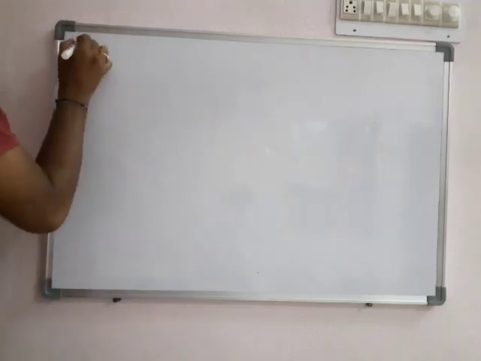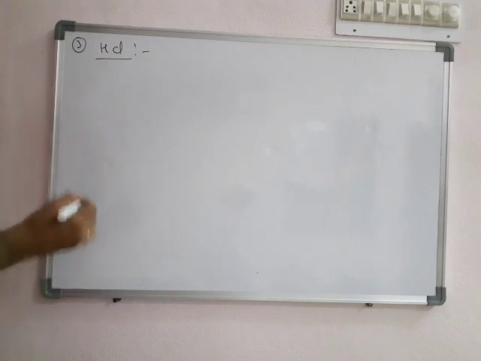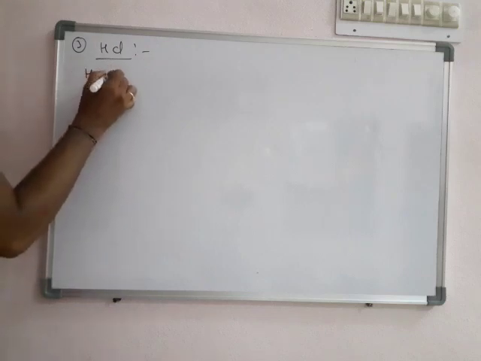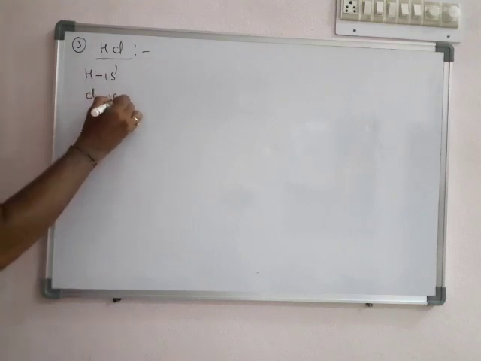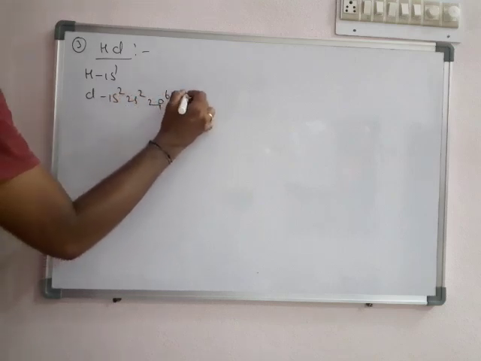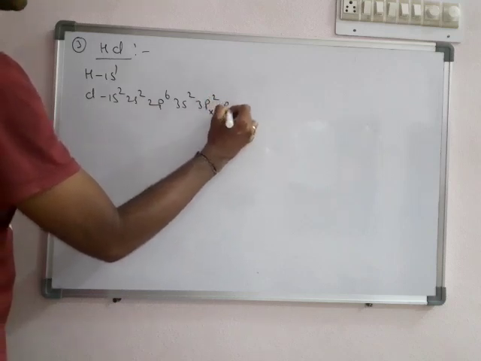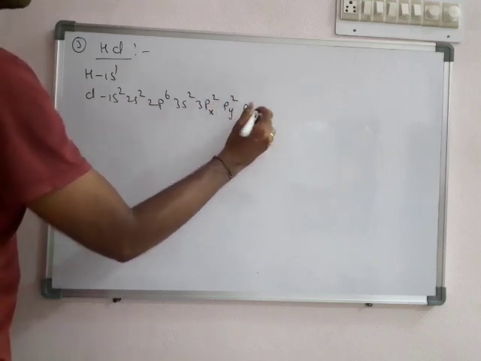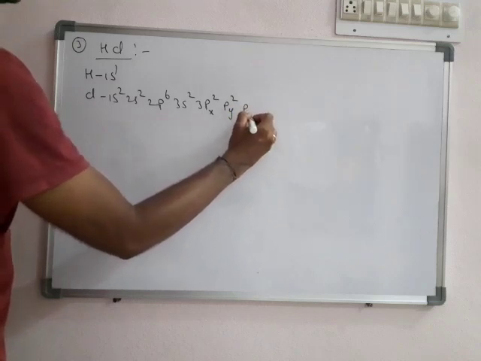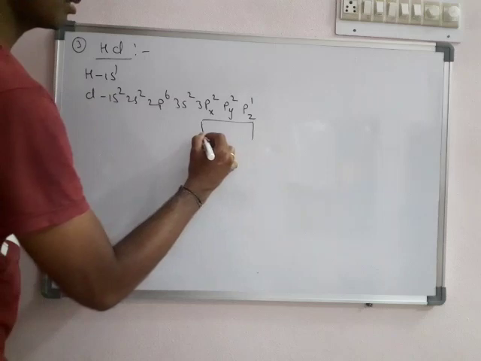So next, we see some more examples. Hydrogen chloride. You know what about hydrogen? That is 1s1. So what is the chlorine? 1s2, 2s2, 2p6, 3s2, 3p5. The 3p5 is divided into px2, py2, pz1.